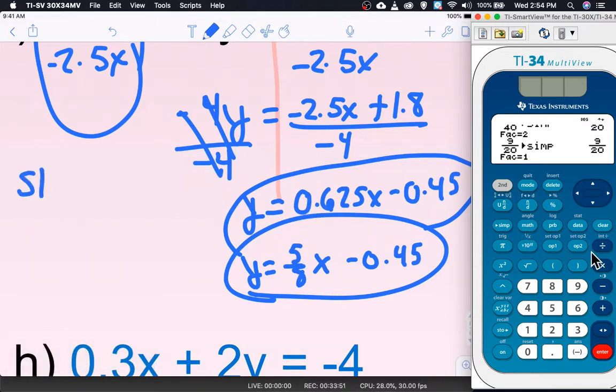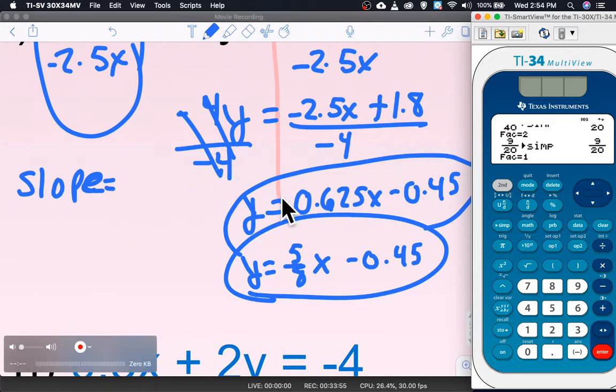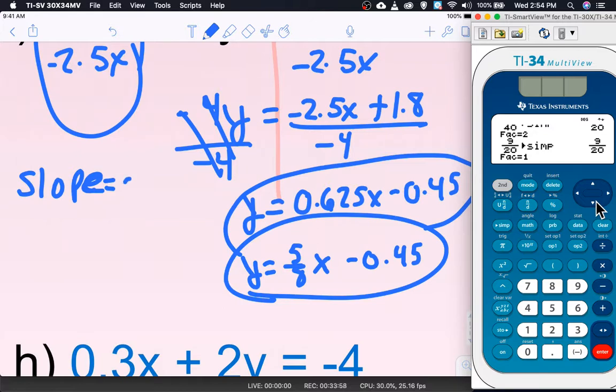So our slopes are, I'm going to leave it the original form. I'm just going to keep the decimal. That's probably the preferred answer, 0.625. And the y-intercept here is negative 0.45.